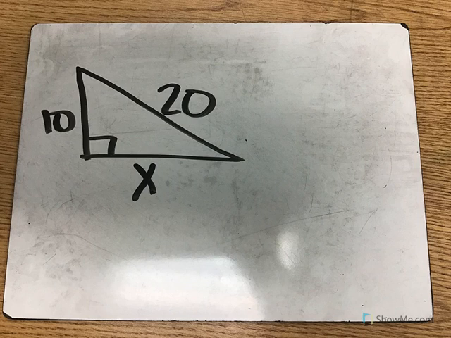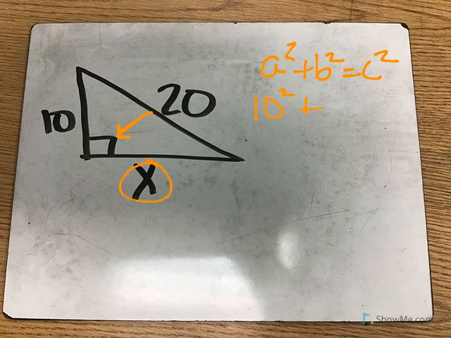All right, so on this example, on this right triangle, we have 10, 20, and x. Again, my 20 is my C because it's not touching the right angle. So since it is a right triangle, okay, so I'm going to write down the formula. A squared plus B squared equals C squared. I'm going to plug in what I do know. I know my A is 10 squared.